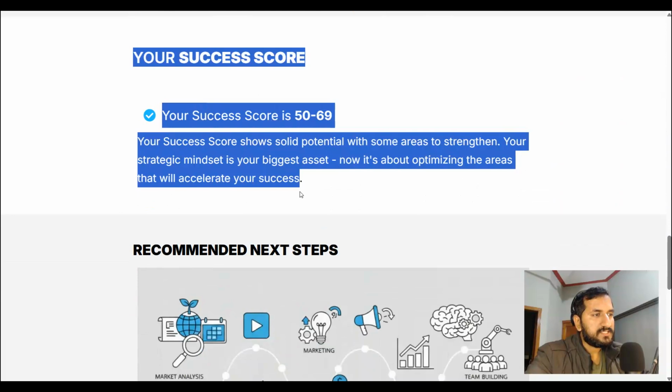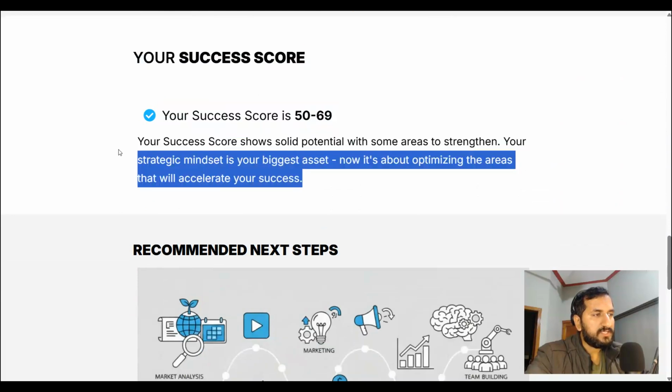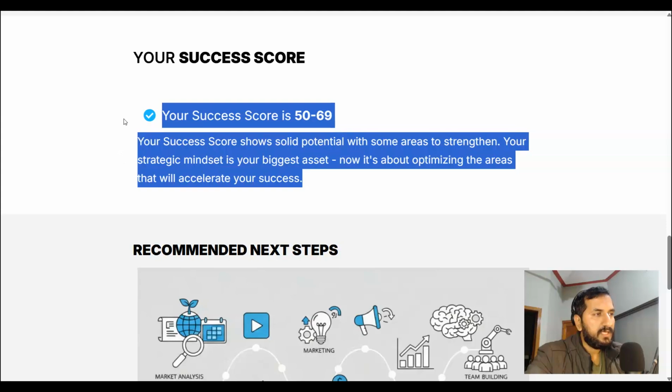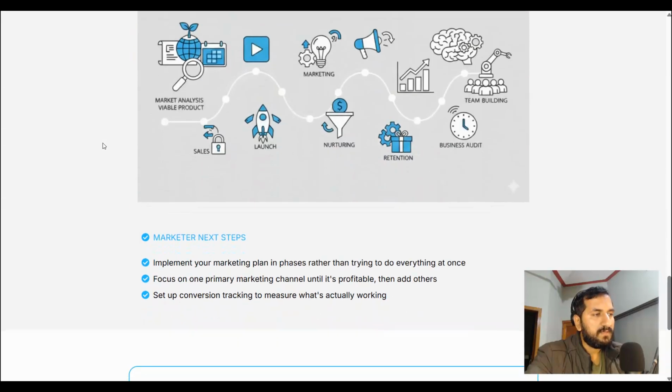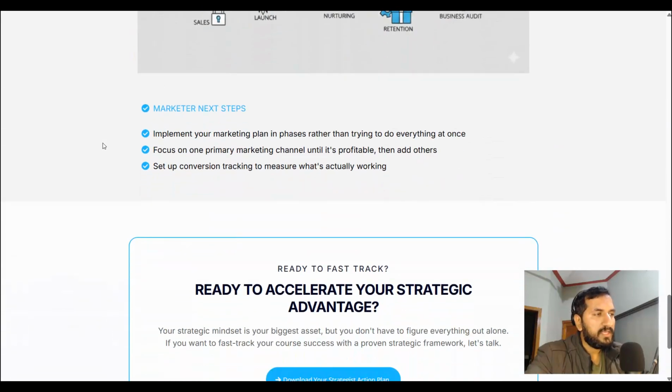This is a little simple success score, but we have a detailed one as well. And then after that, we give them the next steps on how they can improve their score and their success ratio. So that's how it normally looks on the front end. What's happening on the back end? Let me show you.